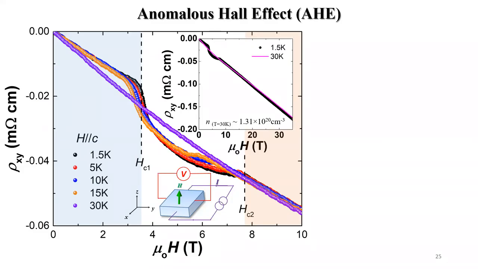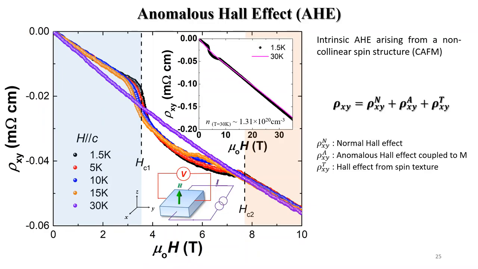And if we cool down and measure the Hall resistivity at very low temperature, then we start to observe the hump here. This is considered as an anomalous Hall effect, and the Hall effect can be contributed by three major components: the normal Hall effect, the anomalous Hall effect that is coupled to the magnetization, and the other one is due to the spin texture, induced by the Berry curvature in the momentum space.